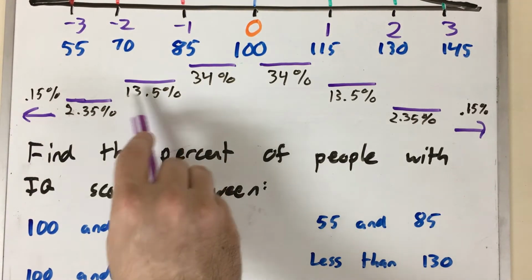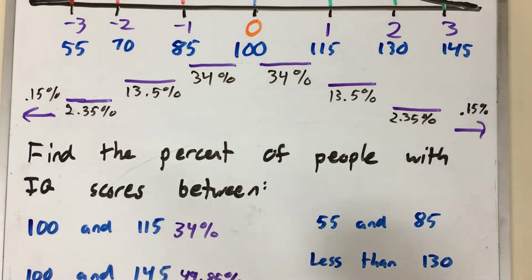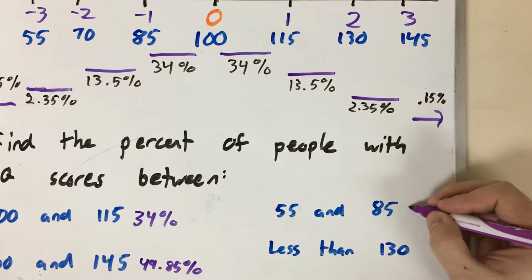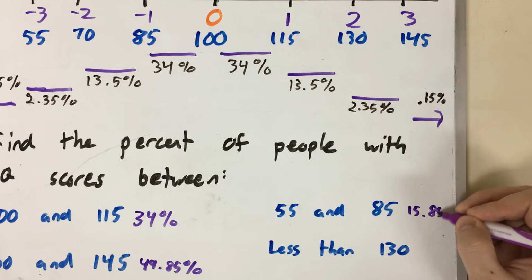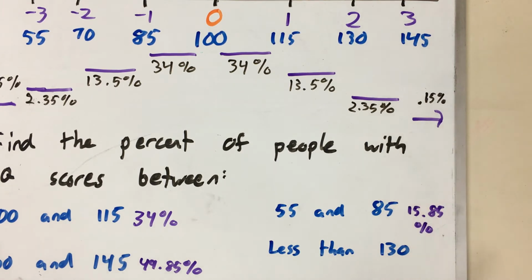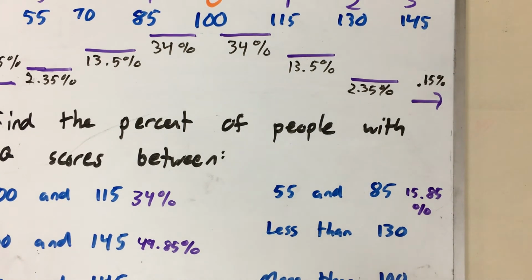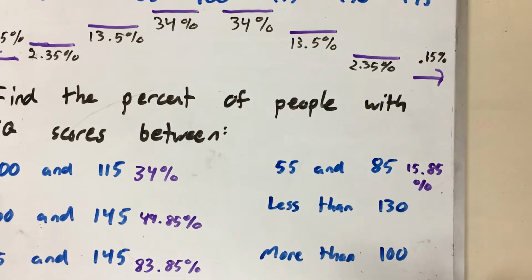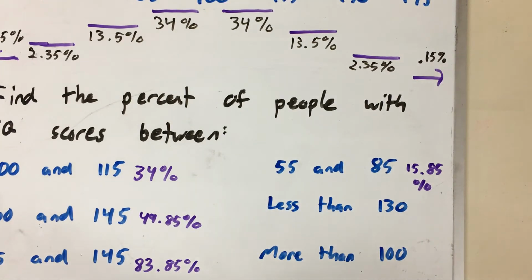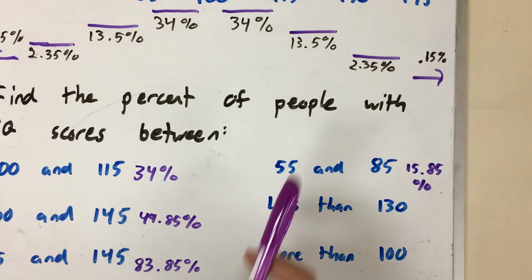That's 13.5 plus 2.35 gives us 15.85%. It's a little cramped, so I have to move my percent symbol down a little bit. These questions do give us a little bit more of a trickiness factor.